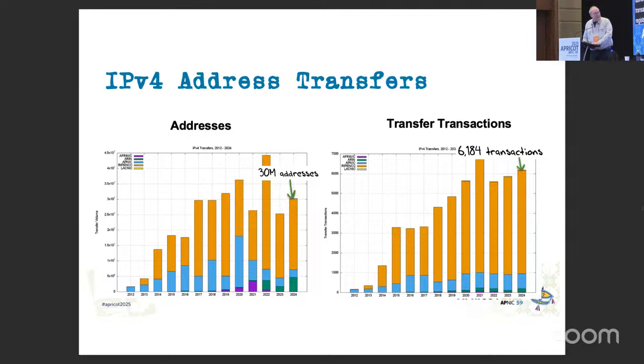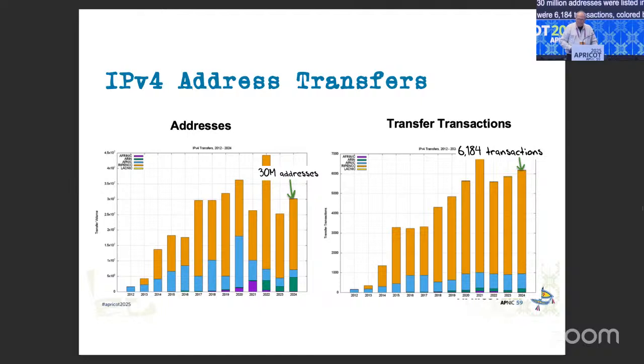Now, addresses, 12 million in total went out of the registry system. Last year, 30 million addresses were listed inside the transfer registry, and there were 6,184 transactions, coloured by RIR.